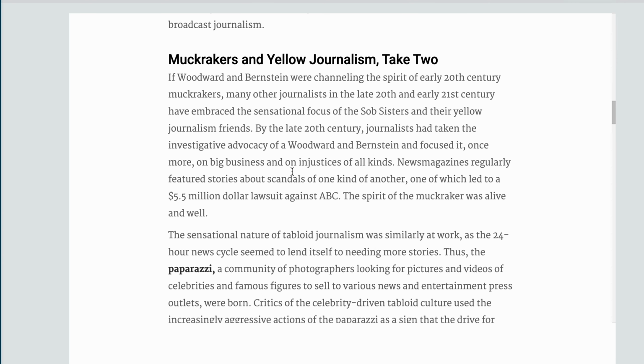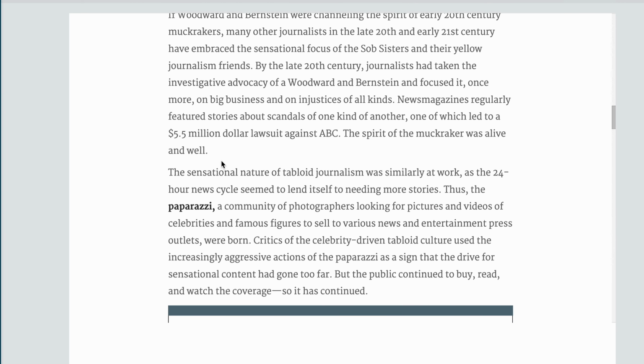Now muckrakers and new journalism just survived, and till now we still have the sensational nature of tabloid journalism, and we have the paparazzi. And who are the paparazzi? A community of photographers looking for pictures and videos of celebrities and famous figures to sell to various news and entertainment press outlets.